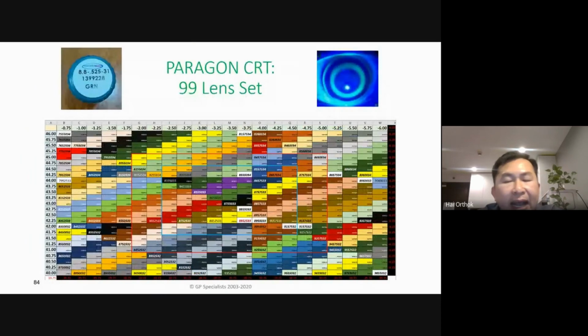And because of that, I want to say that selecting a Paragon CRT is similar to the way we select the lens on the IC. So we give you the lens chart right here. You have the diopter across, and we have vertical as the K1. So from K1 and from the diopter, you can select the lens just like the IC lens. So it looks very easy.